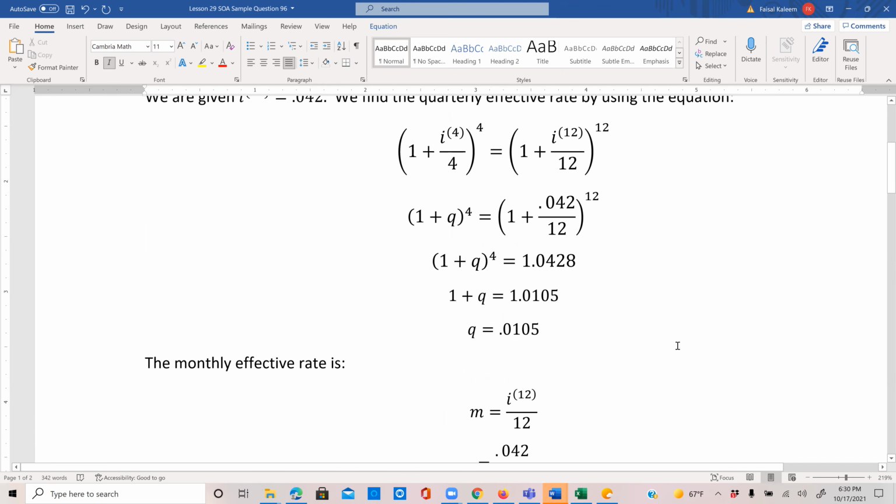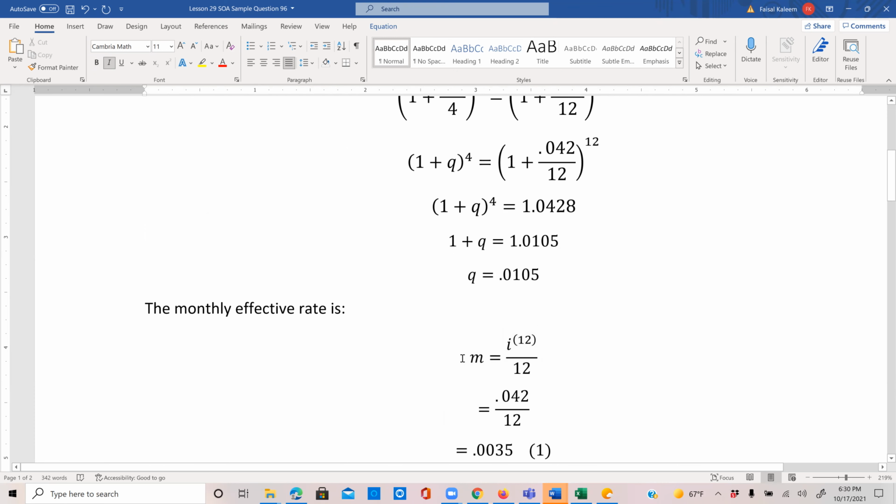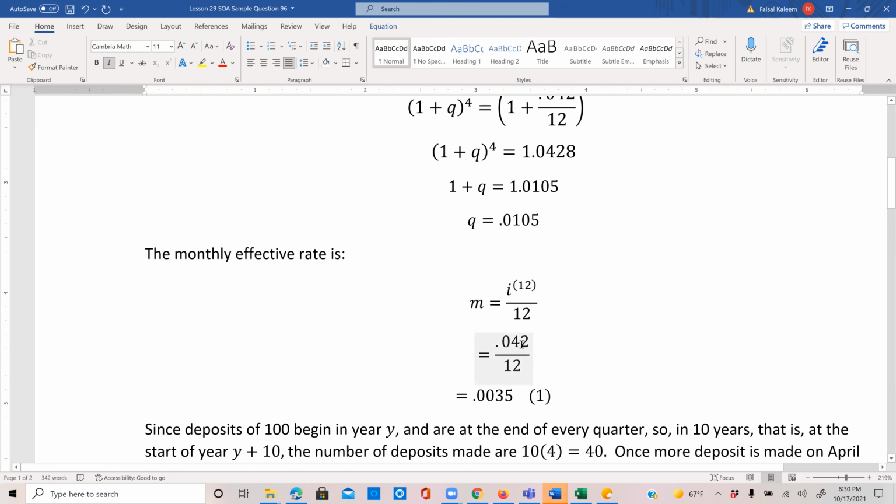Now, we will also need the monthly rate, and that would just be I12 by 12. Let's call it M. I12 was 0.042, so the monthly rate comes out to be 0.042 by 12 equals 0.0035.